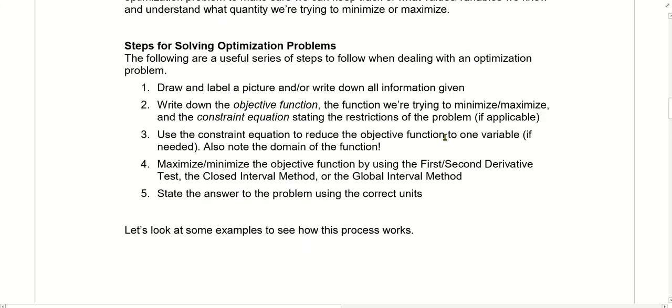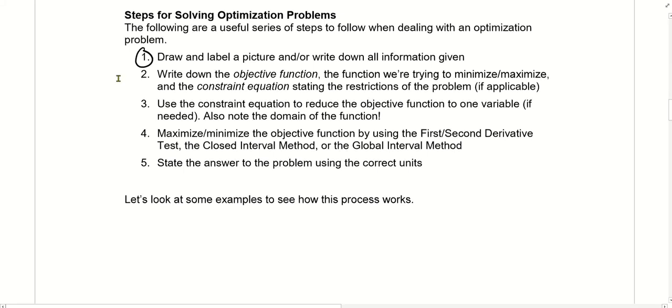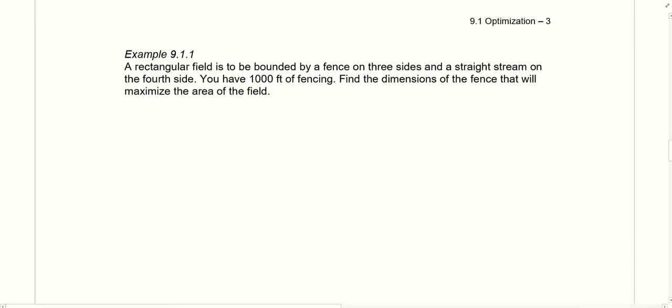So what's the first thing we should do if we can with an optimization problem? Again, similar to related rates, the first thing we're going to want to do is draw and label a picture and/or write down all the information that we know. So that's what I'll do first here on our page. So step 1, I'm going to leave myself some room because there's a lot of stuff we need to do. In a lot of these optimization problems, I'm just going to draw a picture.